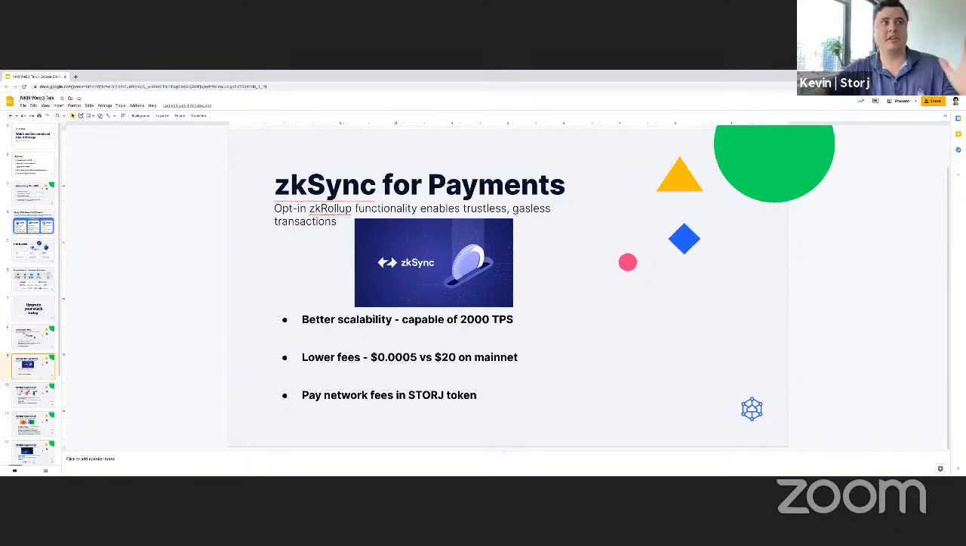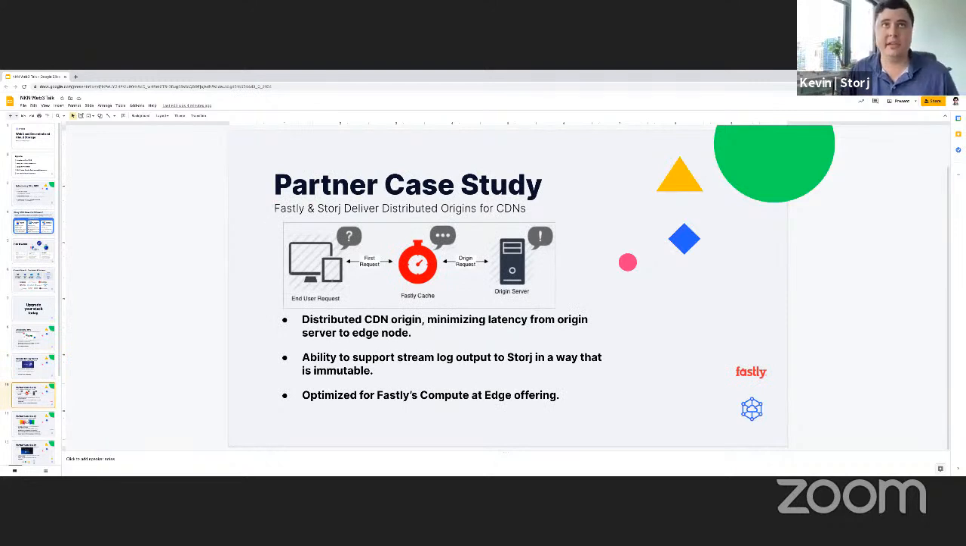So I wanted to first talk about our innovation in distributed systems, then our innovation in the blockchain space. Next, what I want to do is talk about some of our partner case studies and some new solution architectures that we're seeing developers use to bring real world value to the decentralized cloud through some kind of real life app stack. The first one is Fastly.